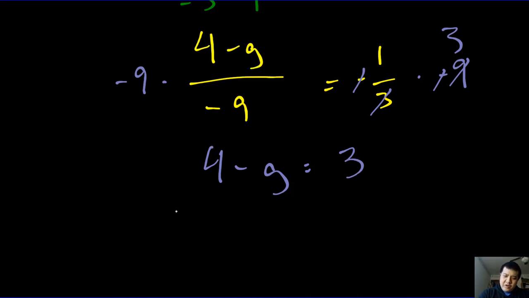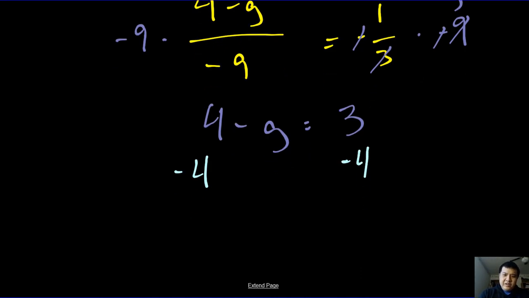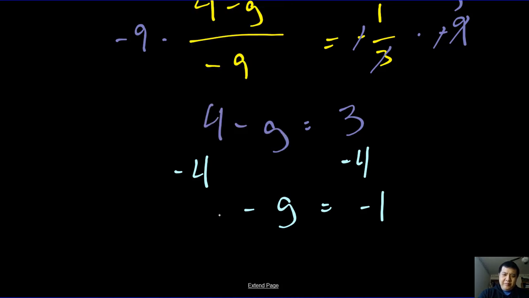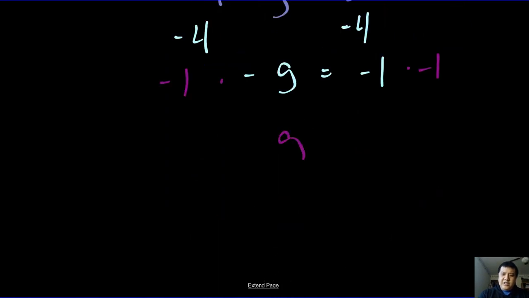Then we will subtract 4 from both sides. We get negative G equals negative 1. Multiply both sides by negative 1 to get rid of that negative sign. And we get G equals 1. So G therefore is 1.